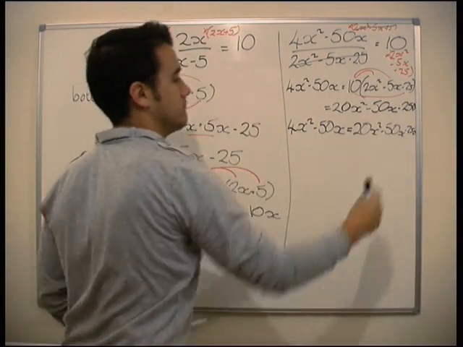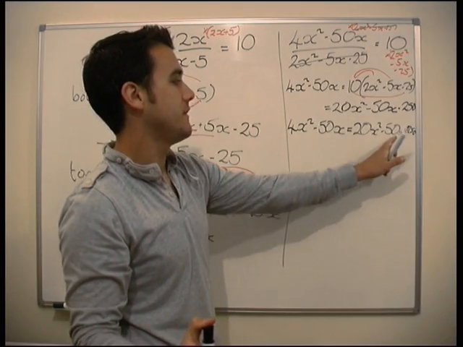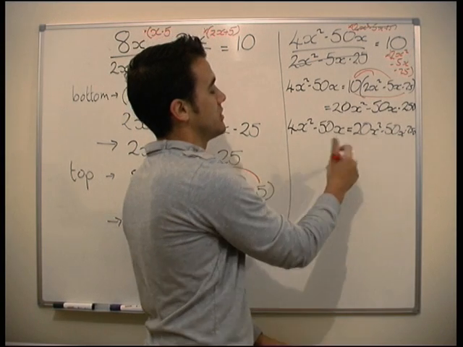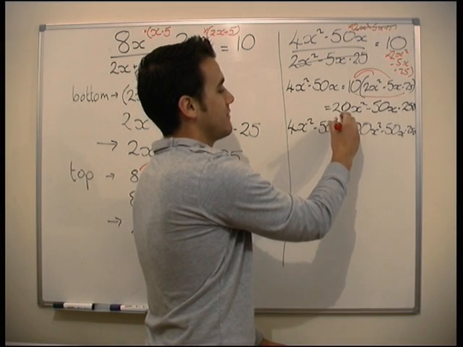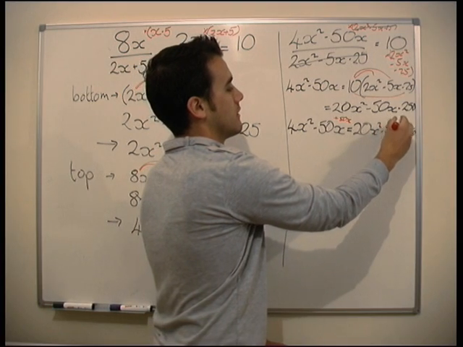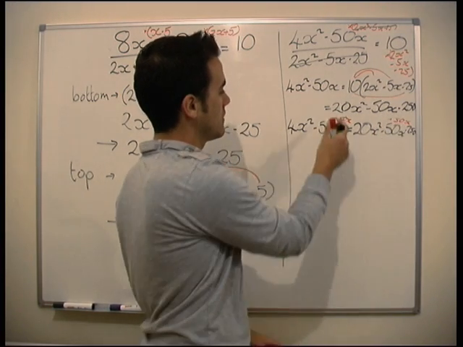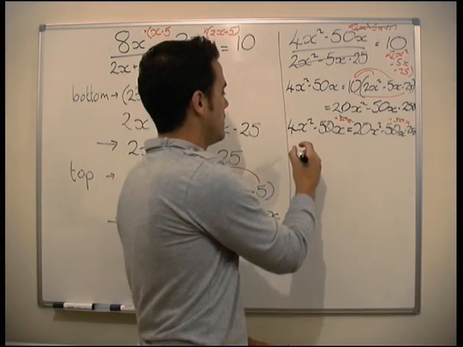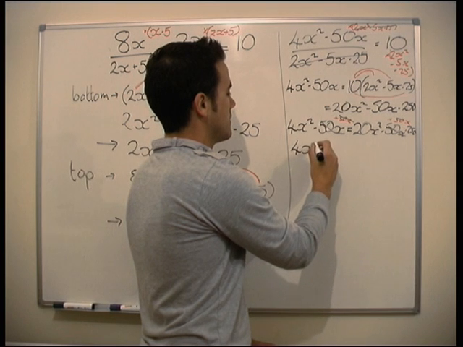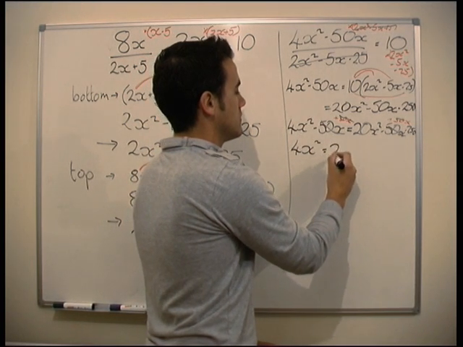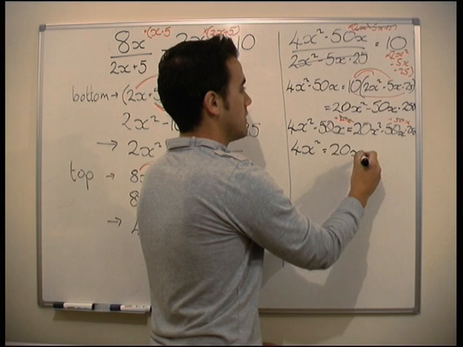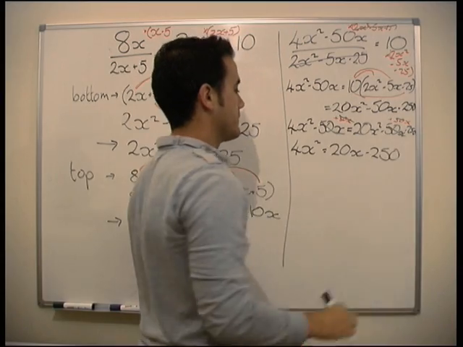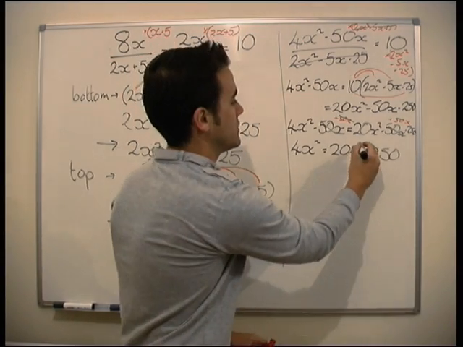Okay, so let's do what we did last time. This time let's get rid of the 50s, because we can see we've got two minus 50x's. So we know that if we've got the same on either side, they're going to cancel, because what we need to do is add 50x on to each side. Okay, so they're just going to cancel with each other. So we're going to end up with 4x squared equals 20x squared minus 250. Okay, so sorry, that's a squared.